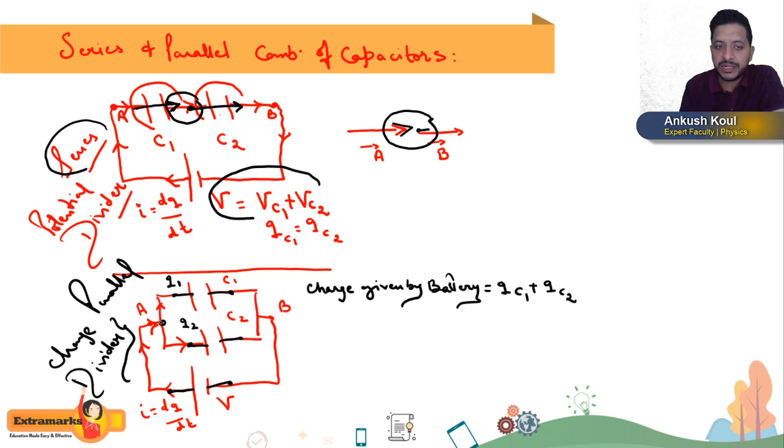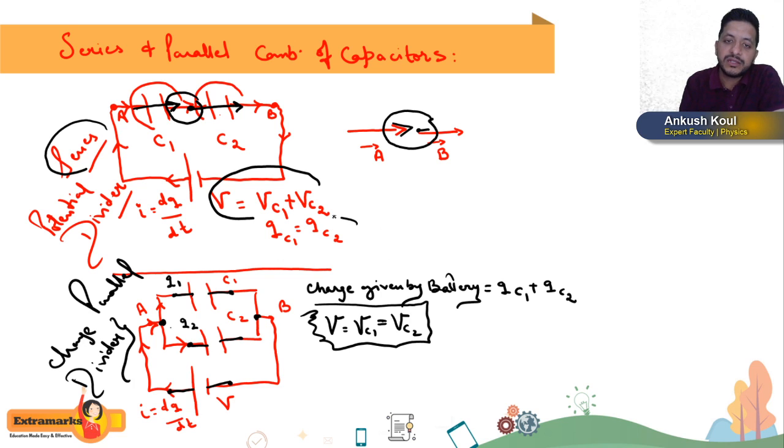They all combine at junction A and junction B on one side and on the other side. So the potential of the battery is the same as the potential of capacitor C1 and the same as the potential of capacitor C2. So in parallel, the potential across the capacitors remains constant, and in series, the charge across the capacitors remains constant. And how to understand this as far as vector notation is concerned?